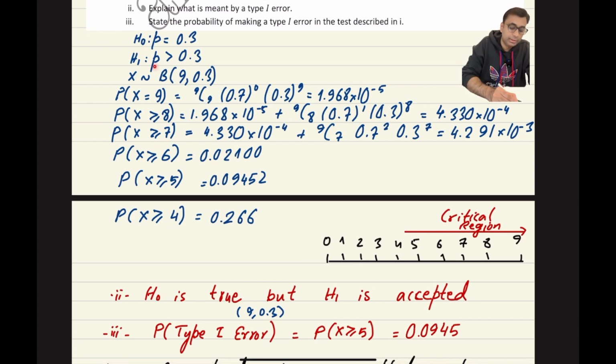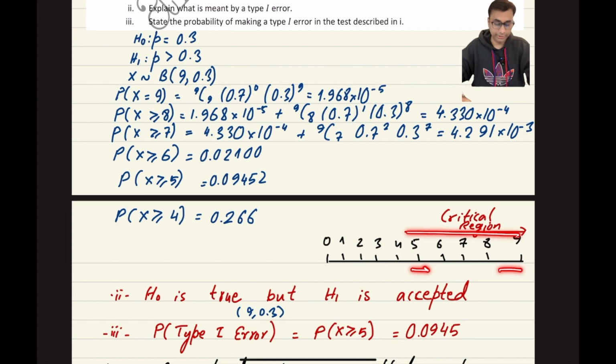And since the alternate hypothesis is that the probability is greater than 0.3, your critical region lies at the upper tail. Hence, the critical region would lie above 5. So it will be 5 and greater than or equal to 5.